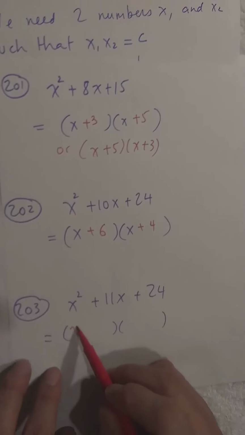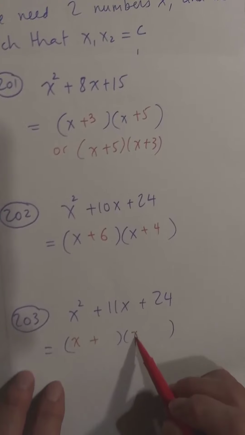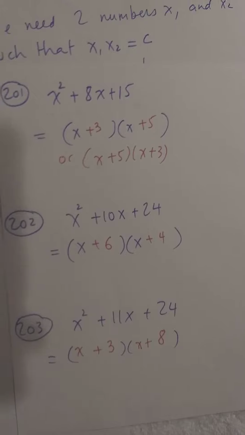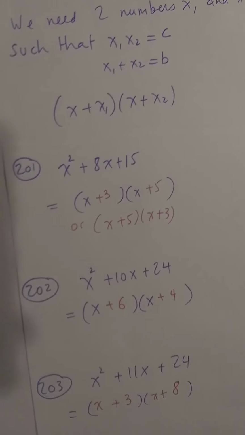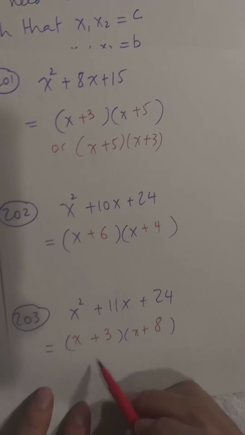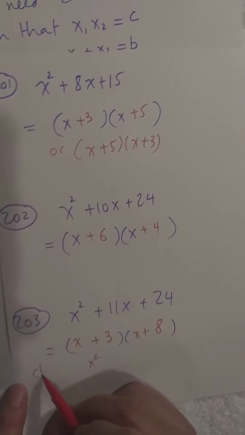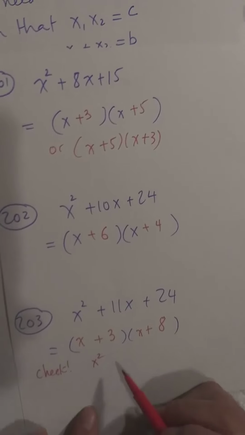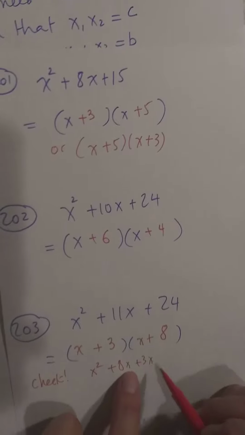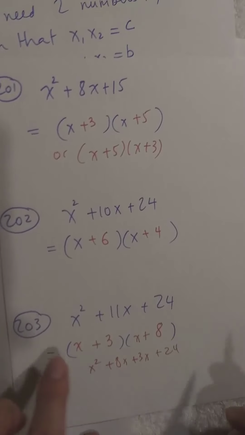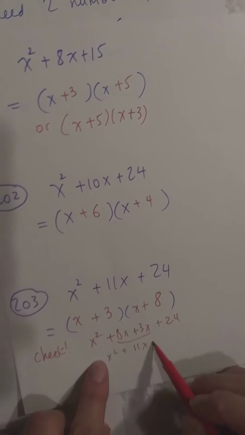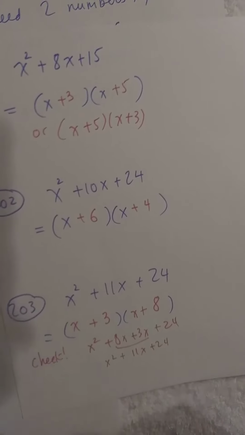So we're going to write x plus, x plus. So it'll be 3 and 8. x plus 3, x plus 8. You can check every one of these by multiplying, by foiling. So if you multiply this out, you'll end up with x squared, plus 8x plus 3x plus 3 times 8, which is 24. And then 8x plus 3x will give you the 11x. So x squared plus 11x plus 24, which is what you started out with.